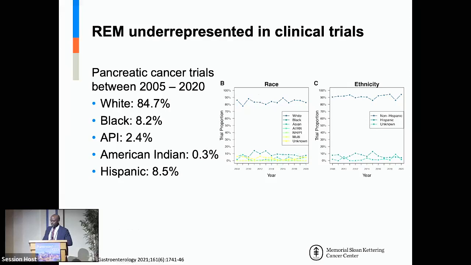When we look at pancreatic cancer clinical trials between 2005 and 2020, this is actually a study for which Dr. Trevino is the senior author. We see that there's a big underrepresentation of racial and ethnic minority groups. About 85% of those in clinical trials are non-Hispanic white, and just 8% are Black. Asian Pacific Islanders are 2.5% or a little less. With American Indian, we're looking at 0.3%. With Hispanic, it's 8.5%.